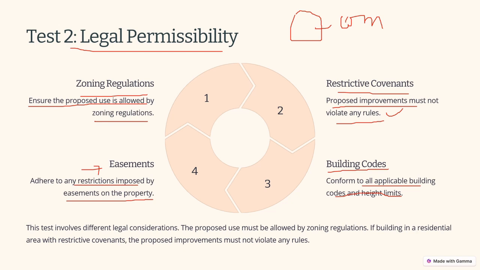The proposed use must be allowed by zoning regulations. If the building is in a residential area with restrictive covenants, the proposed improvement must not violate any rules.